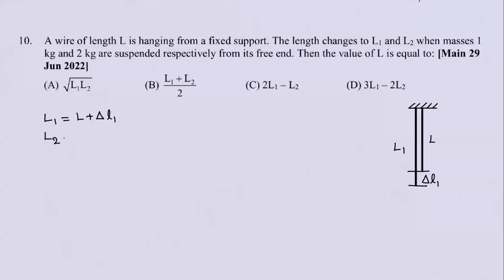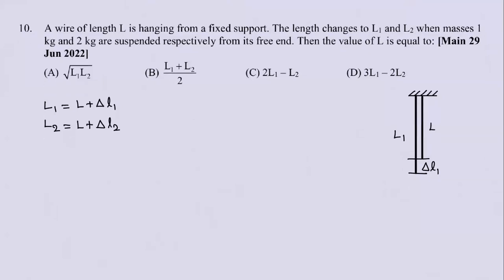Similarly, L2 is equal to L plus delta L2, because our mathematics is based on delta L. But they gave what? L, the extended length. Not the extension, but the final length after extension. So this is a small trick that you need to know, that's it. So let us write the formula.